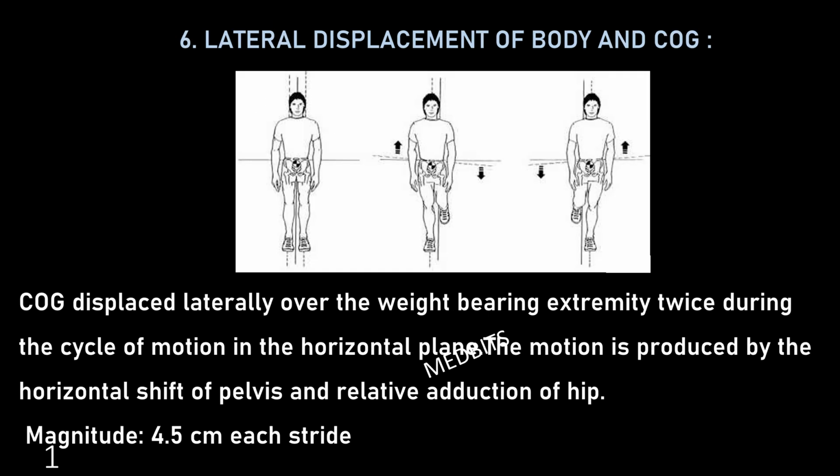Lateral displacement of body and center of gravity. The center of gravity is displaced laterally over the weight bearing extremity twice during the cycle of motion in the horizontal plane. The motion is produced by the horizontal shift of the pelvis and relative adduction of the hip. The magnitude here is 4.5 centimeters each stride.